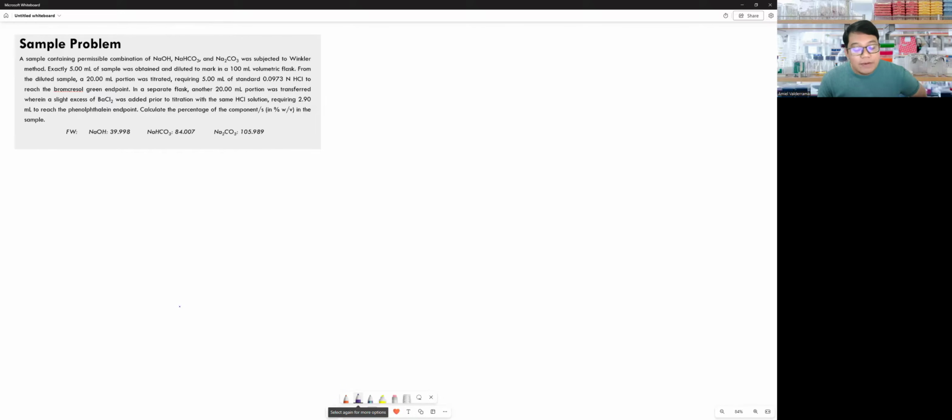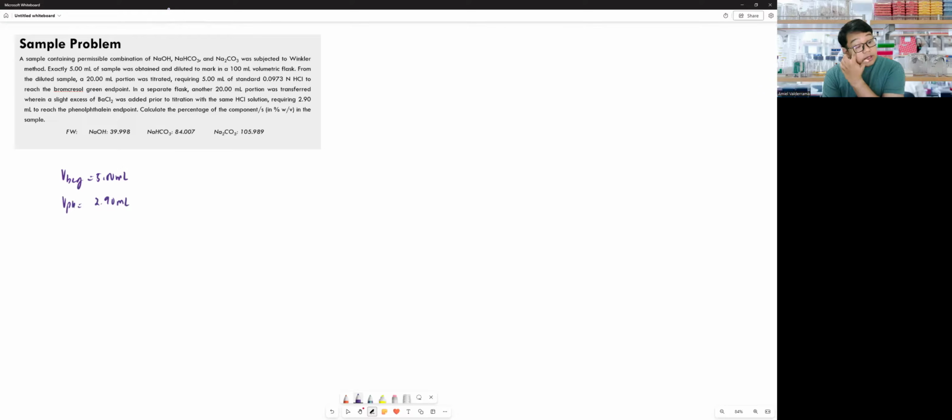Okay, so ngayon, pwede tayong mag-preliminary investigation kung ano ba yung components na meron tayo. Okay? So ngayon, we'll check. Dito daw, 20 ml requires daw 5 ml ng BCG. So ang VBCG mo is 5 ml. Tapos, ang next ay same portion, 20 ml, it requires daw 2.9 ml. So, VPH natin is 2.9 ml.